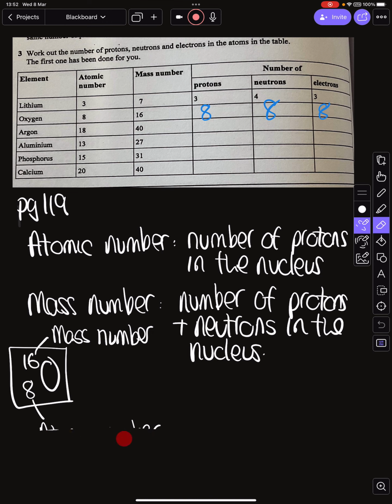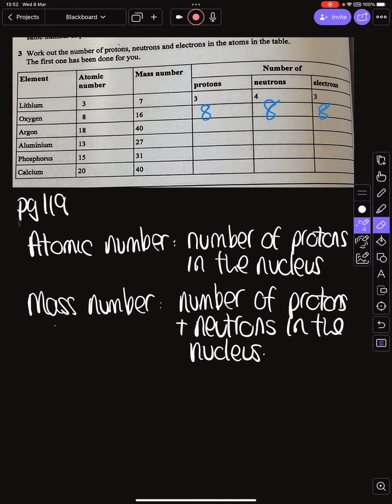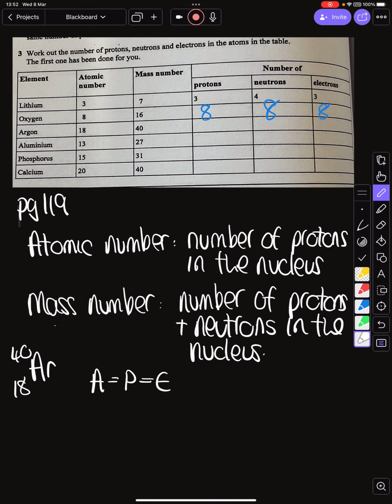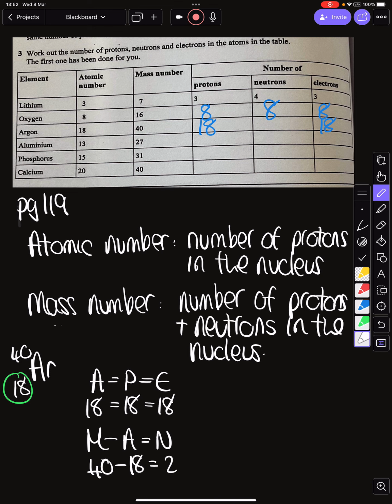Okay, so I'm just going to get rid of this for a second. The next one down is argon. If you see it on the periodic table, it will be 18 and 40. So you do A is equal to P is equal to E. We always know atomic number is the smallest number, so it's 18 is equal to 18 is equal to 18. I fill that in for my protons and electrons, and then I do my MAN calculation. M minus A is equal to N, so mass number of 40, take away 18 gives me 22 neutrons, and I fill that in up here.